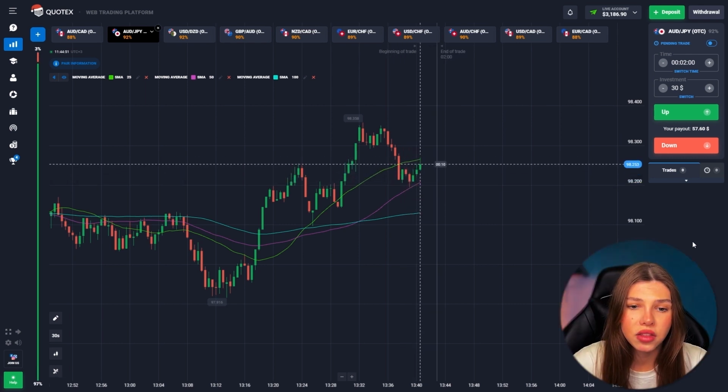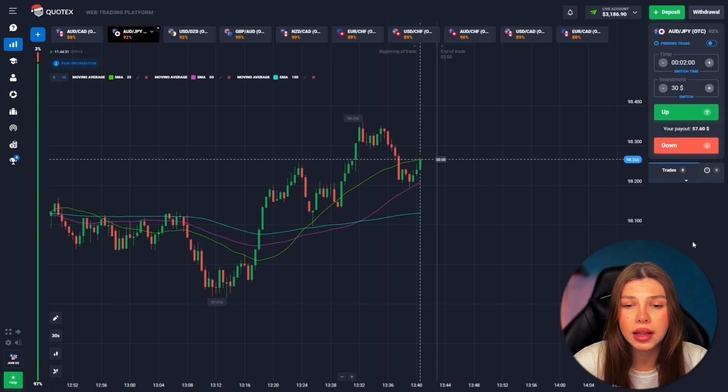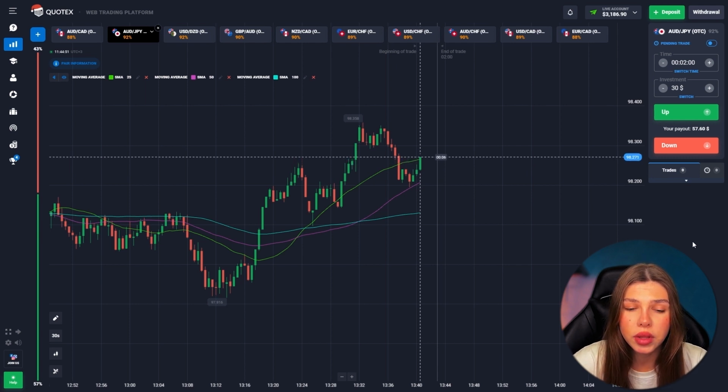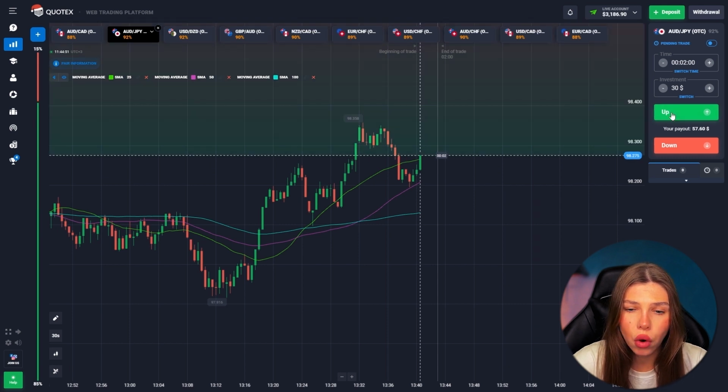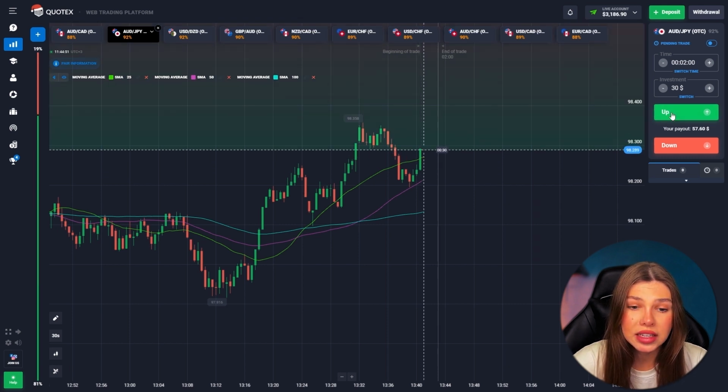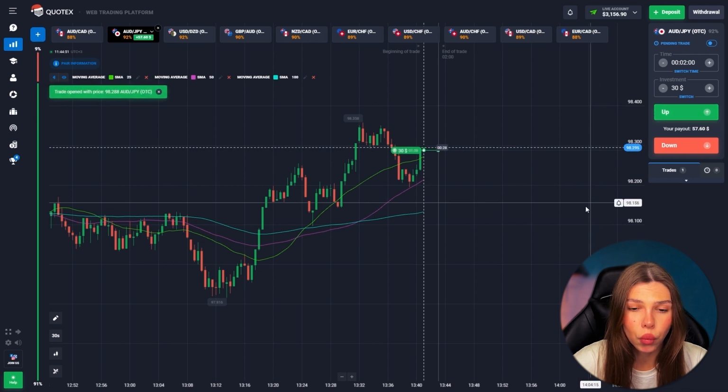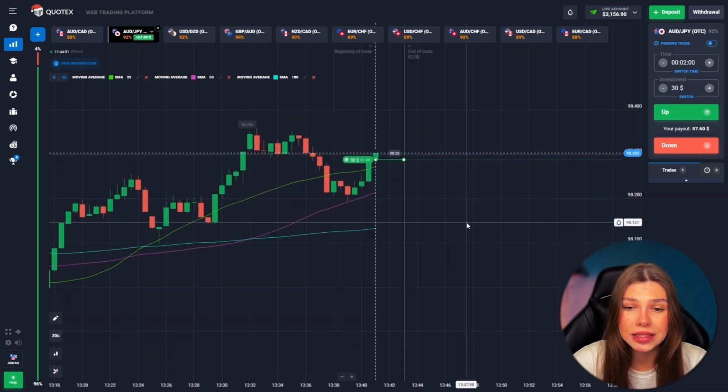So we can see that the price has already exceeded the green line, for example, the moving average with a period of 25. As soon as the candle closes above it, we open a trade on the upside. We're getting ready and the up trade is open. Let's zoom in on the charts and see what's going on.